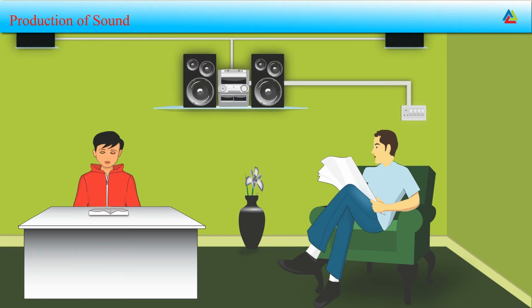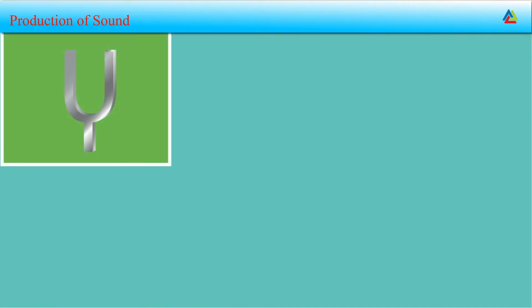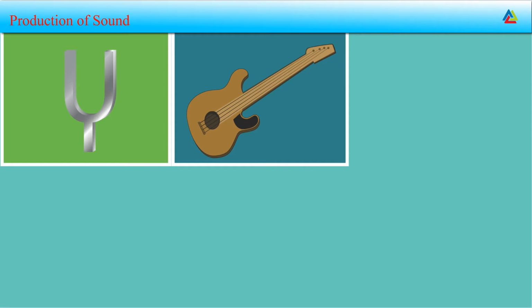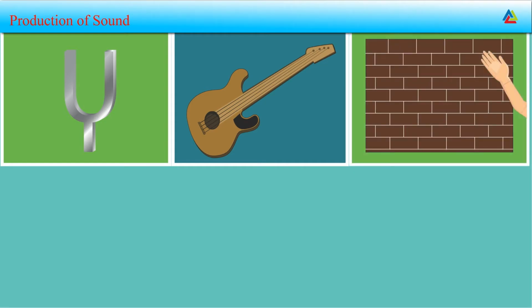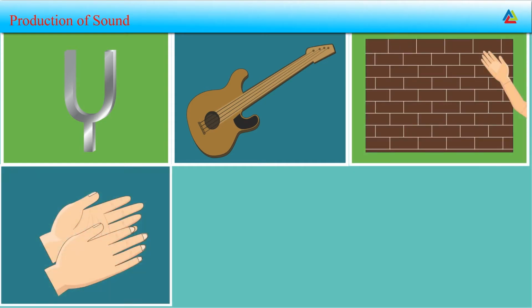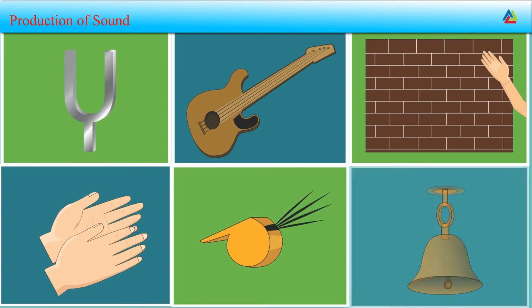But do you know how this sound is produced? Not exactly. This sound can be produced in many ways, like striking the tuning fork, plucking a guitar string, scratching a rough surface, rubbing, blowing, or shaking objects. Actually, to produce sound, we set the objects vibrating.